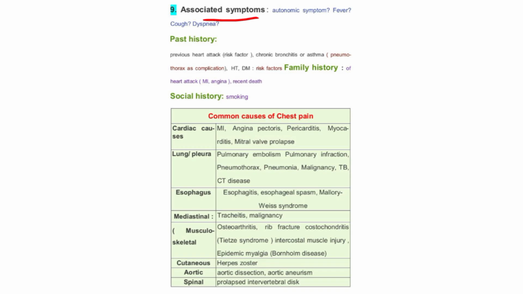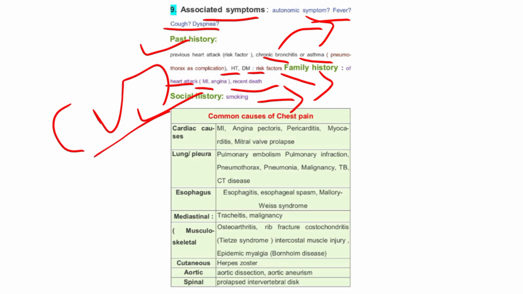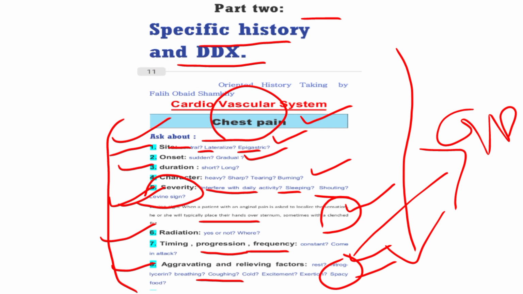We will ask about the associated symptoms, that is fever, cough, dyspnea or shortness of breath, past history, previous heart attack history, chronic bronchitis, inflammation of the bronchi, asthma if the patient is suffering from asthma, hypertension, diabetes mellitus if there is any risk factor or family history of heart attack, myocardial infarction, angina or recent death in the family, social history of smoking. So it's all related to the cardiovascular system and angina, chest pain.